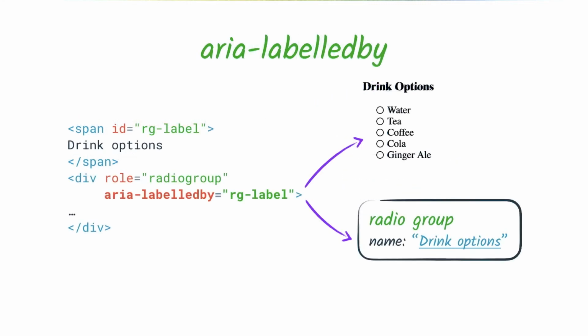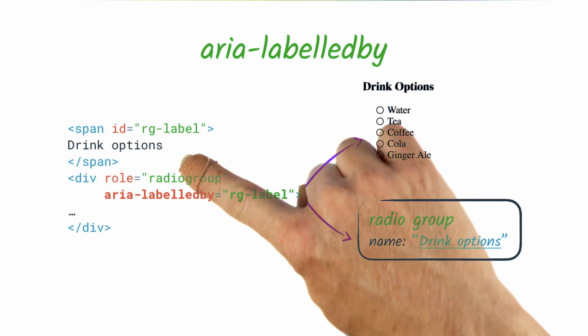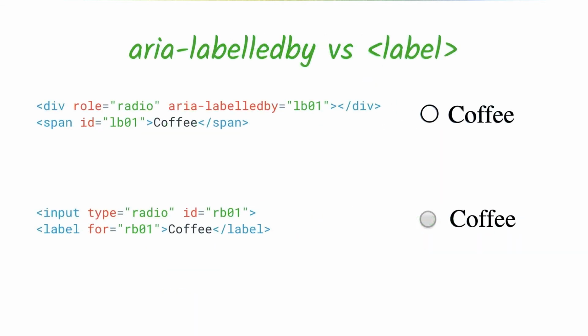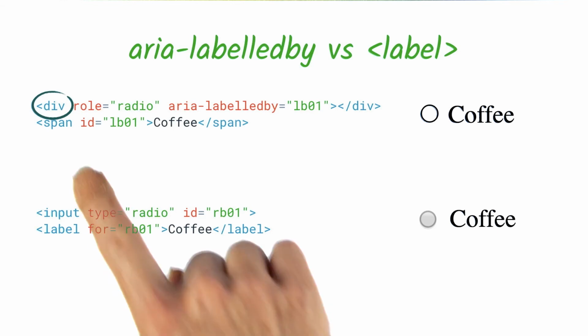aria-labelledby allows us to specify an element ID to refer to another element in the DOM as this element's label. aria-labelledby is much like using a label element with some key differences. aria-labelledby may be used on any element.